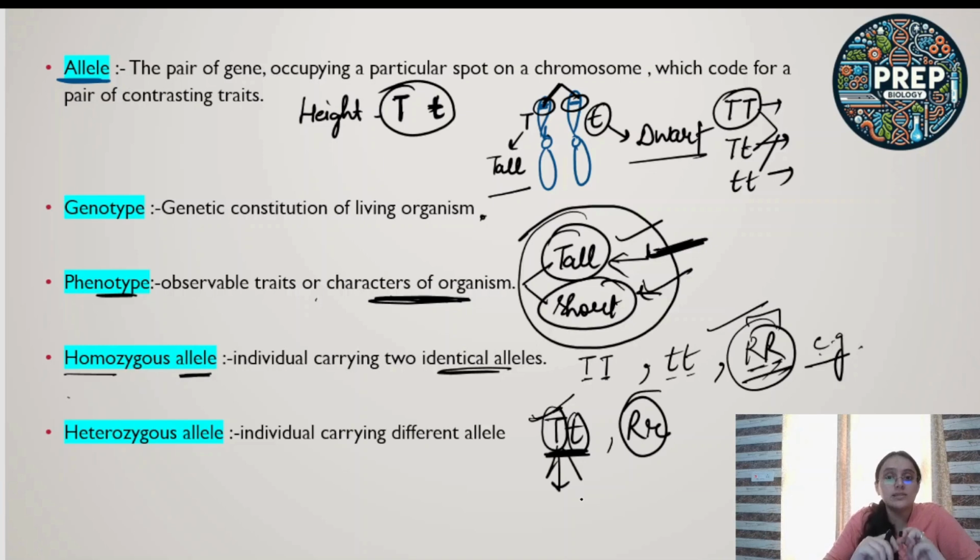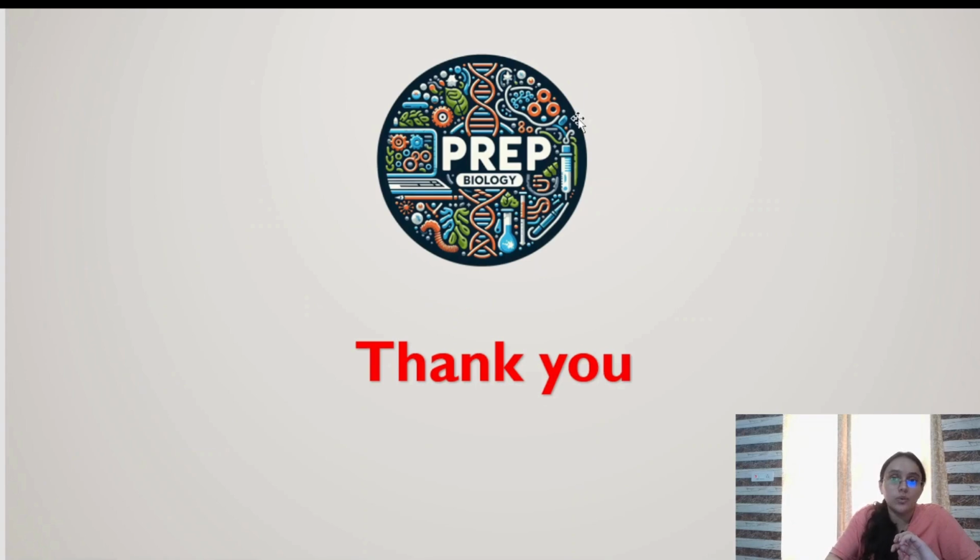I hope this lecture is beneficial to you all. In this lecture, we have discussed Mendel's work, and second, the important terms, and why Mendel chose the pea plant. So this is all about the first lecture of this chapter. In the next lecture, we will discuss Mendel's laws of inheritance step by step. So this is all about today's lecture. Thank you so much.